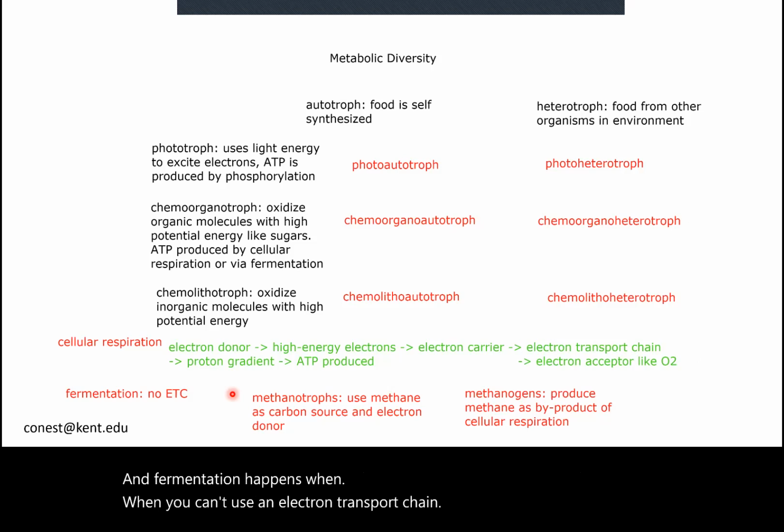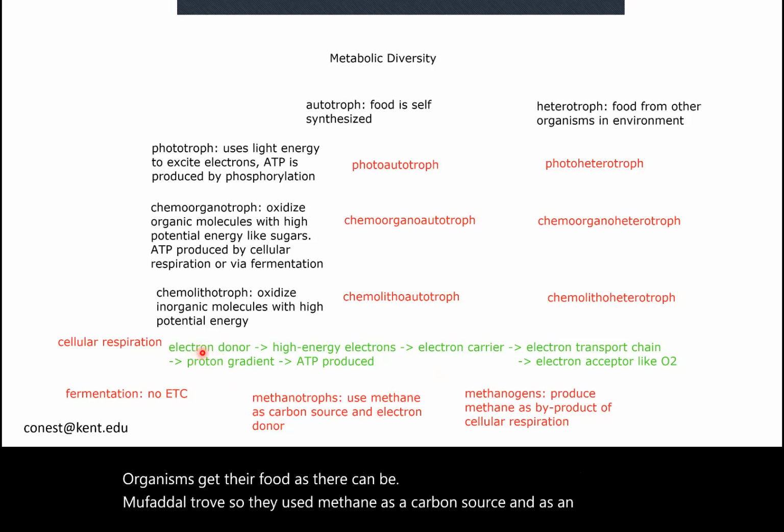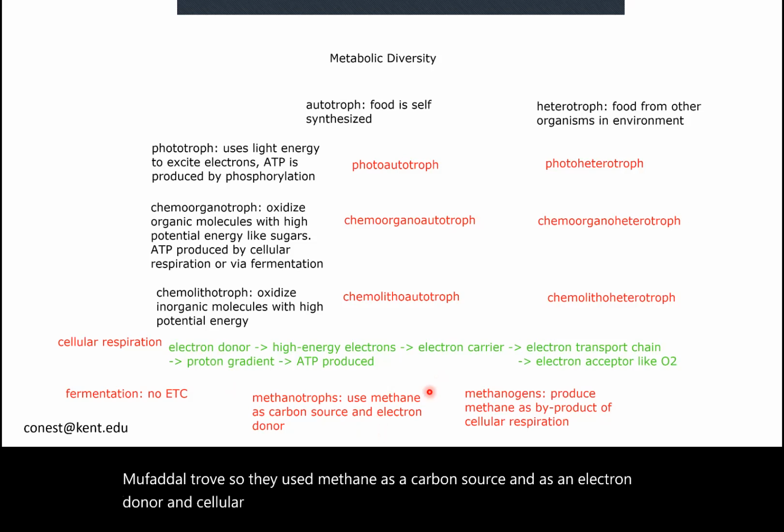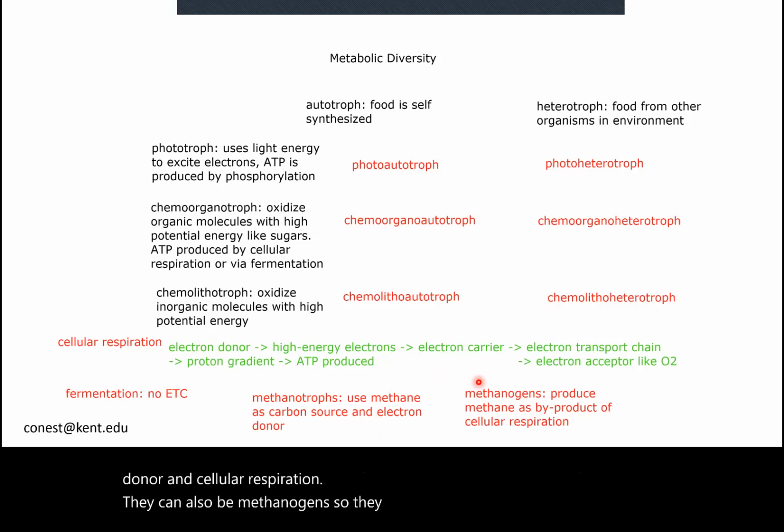Some other ways that organisms get their food: there can be methanotrophs, which use methane as a carbon source and as an electron donor in cellular respiration. They can also be methanogens, which produce methane as a byproduct of cellular respiration.